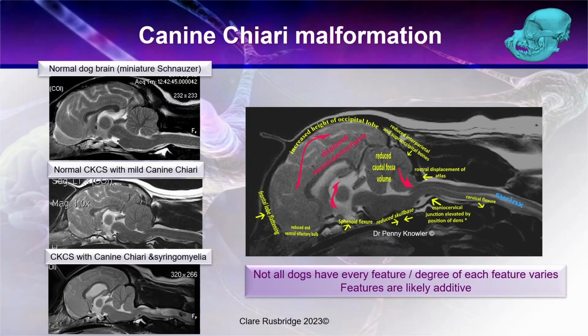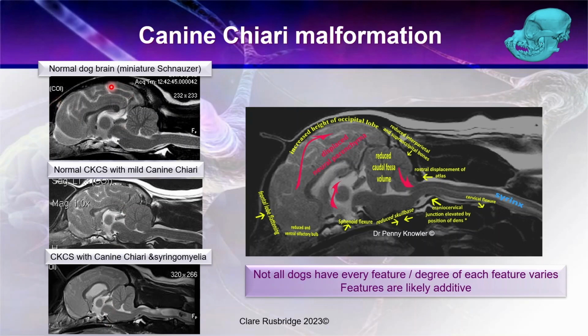This is much more complicated than people initially think because Canine Chiari is such a complex disorder. This image here represents all the different changes that we can see, but not every dog has every feature, and the degree of each feature changes with each dog. It's likely that these things are additive, so some dogs may have less frontal lobe flattening and a greater reduction in the caudal fossa volume, or many variations on the theme, and so it can be quite variable between each dog. I've put here as a reminder the sort of spectrum that we see.